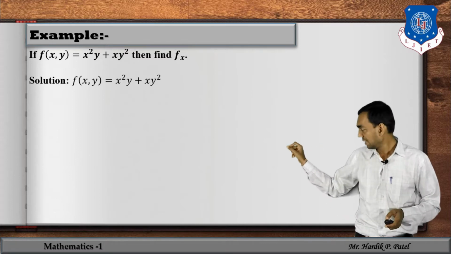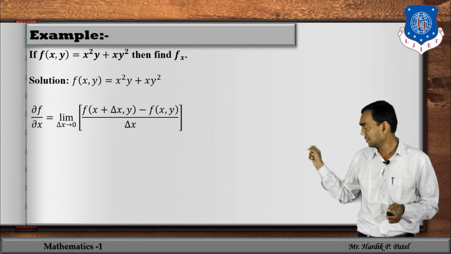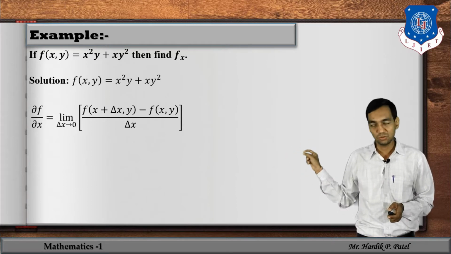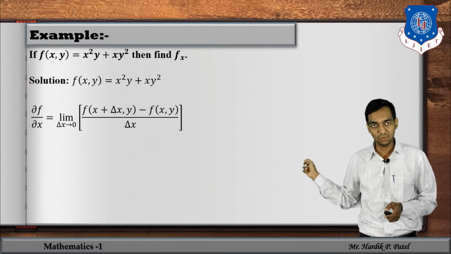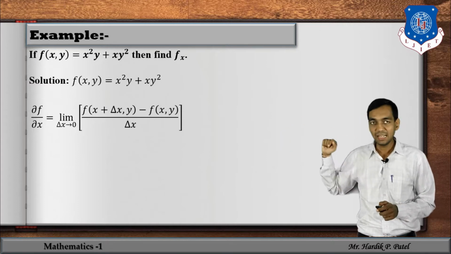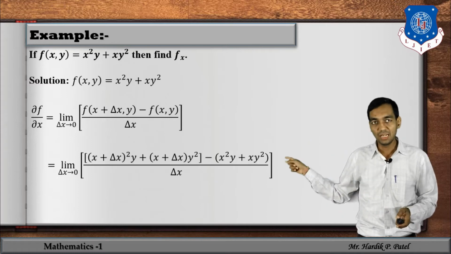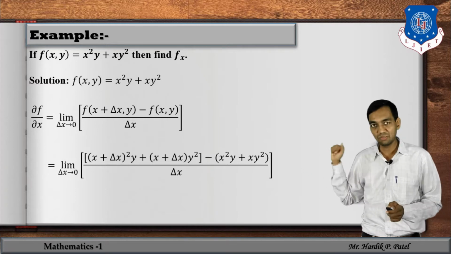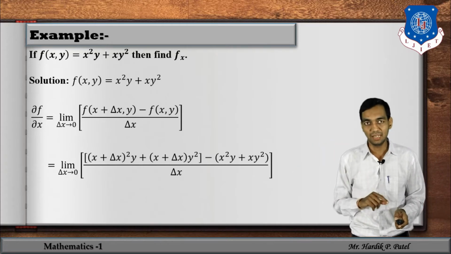So, what you have? Here f of x comma y is x square y plus xy square. Now, if you have to find del f by del x, that means you have to treat y as a constant. So, using the definition of partial derivative, you have limit delta x tends to 0, f of x plus delta x comma y minus f of x comma y divided by delta x. Now, x is replaced with x plus delta x and y remains y in the original function f of x comma y. So, you will have x plus delta x whole square into y plus x plus delta x into y square minus f of xy, which has a value x square y plus xy square, divided by delta x.